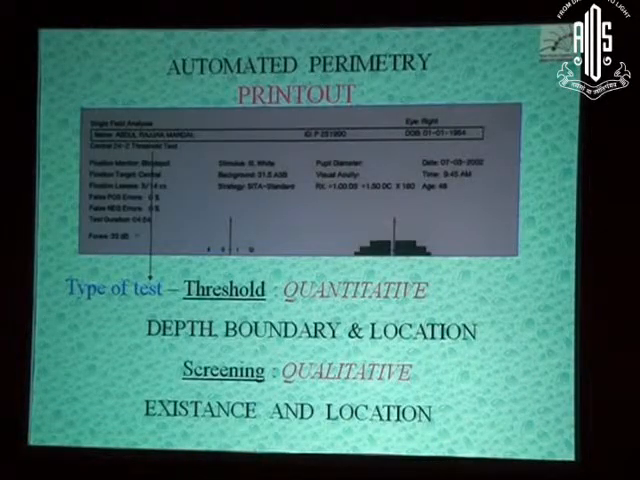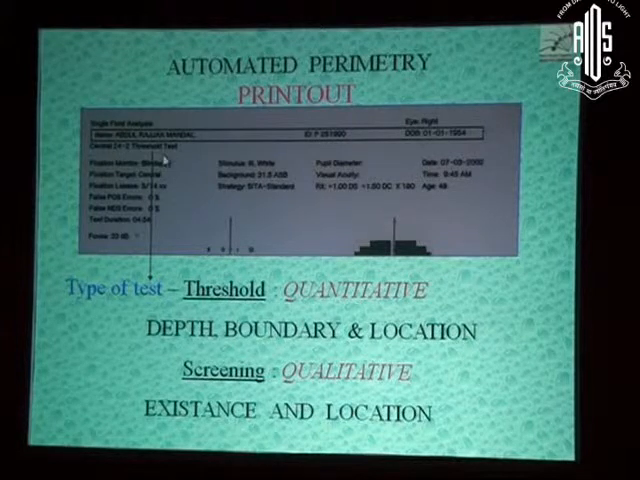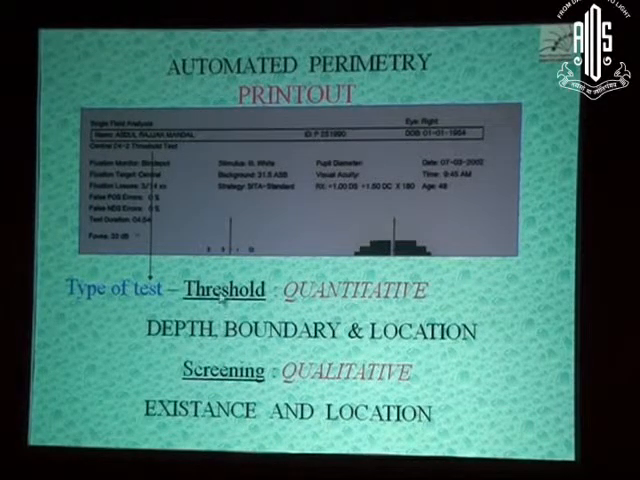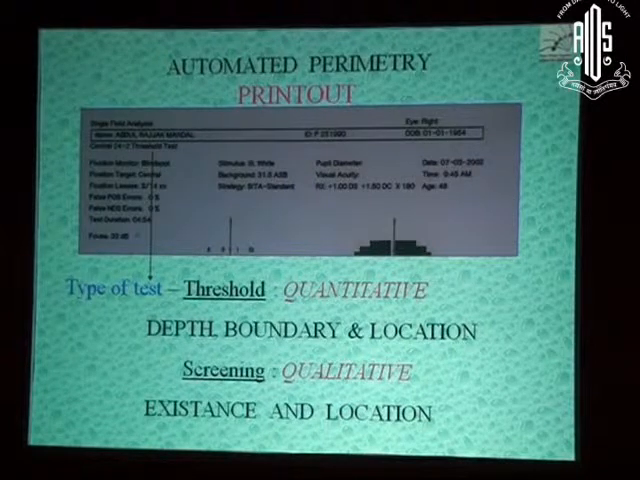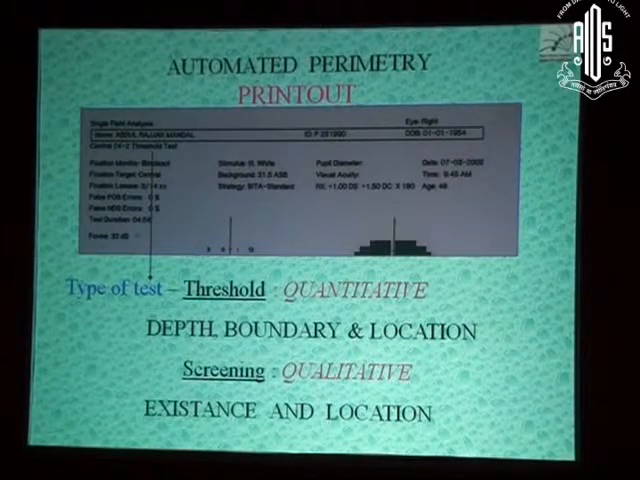The types of tests you should know, there are 2 different types of tests. One is the thresholding and one is the screening. In the threshold, it is a precise quantification of that particular area and what the sensitivity is. But screening indicates whether there is a generalized defect or any localized defect.